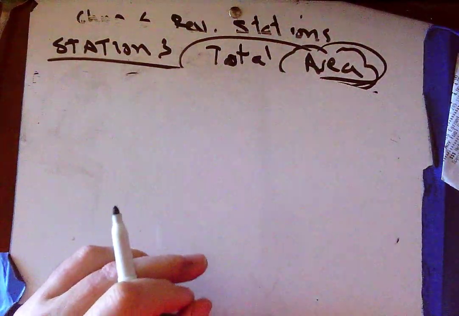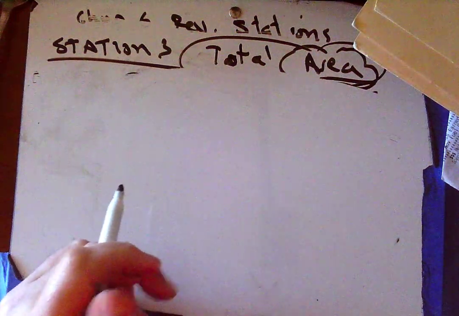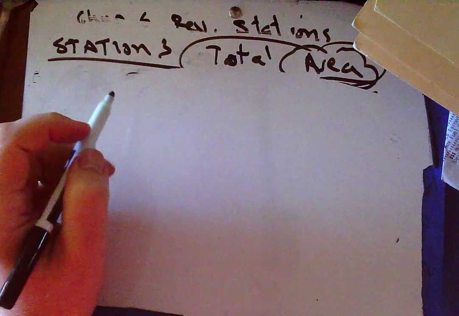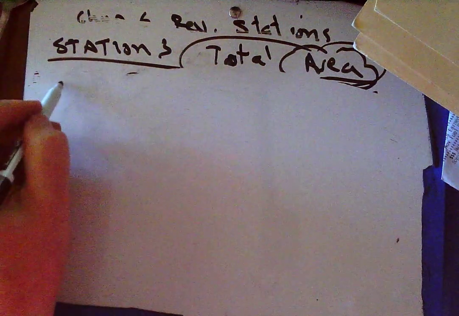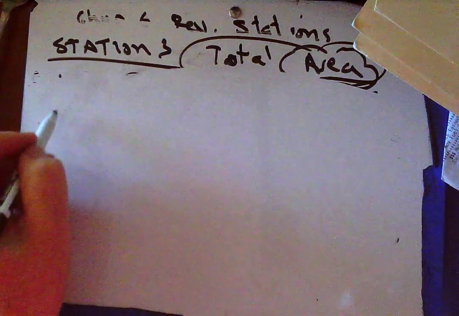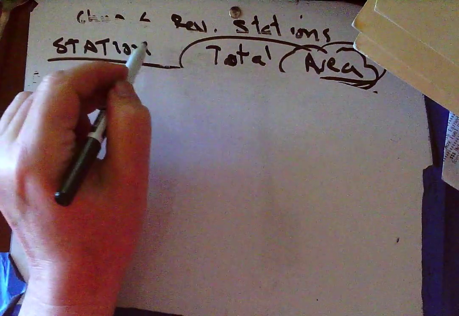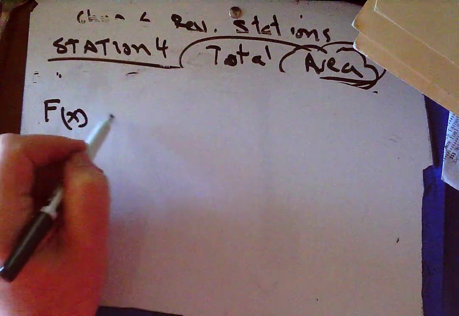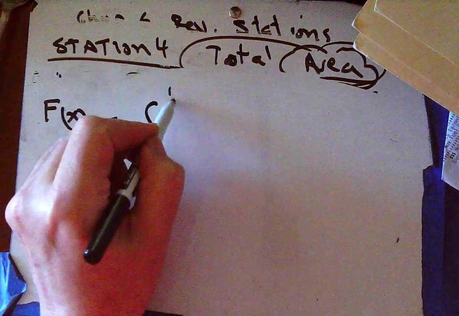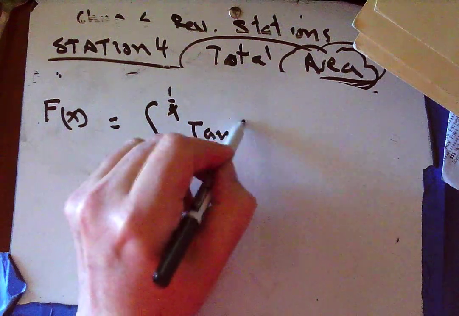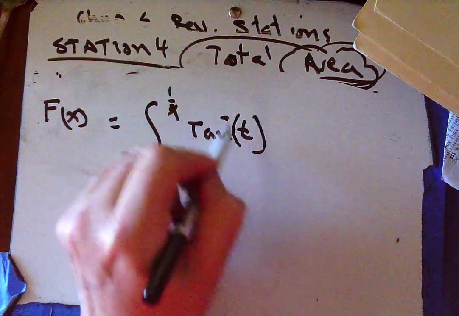Station 4. Station 4 says, given big F of x, find big F prime by taking the derivative of big F of x. Okay, so we're given big F of x. And here we're told that big F of x in station 4 is the integral from 1 over x to tangent inverse of t dt.